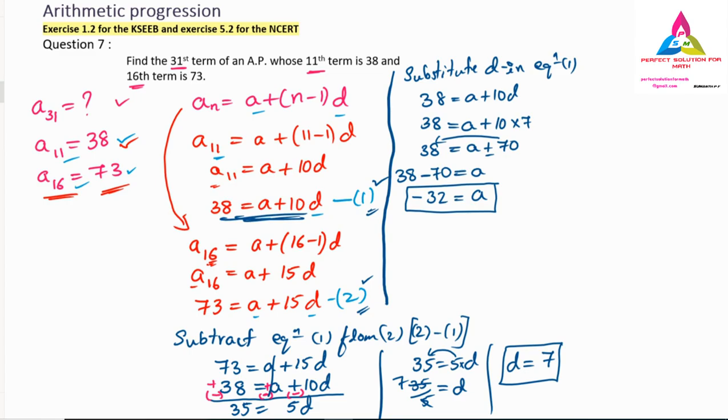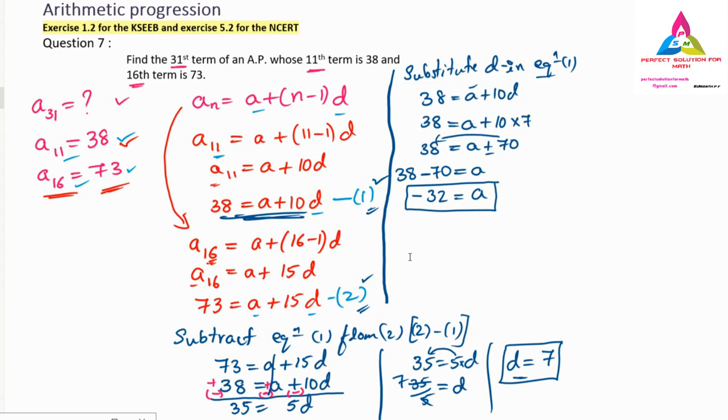You may ask why we have to substitute in equation 1? Because we want the a value. The first term is very important to find. If we found the a value, then we can find the other terms. So for that purpose, the a value is necessary. So substitute this d value in any equation, 1 or 2, and you will find the a value.